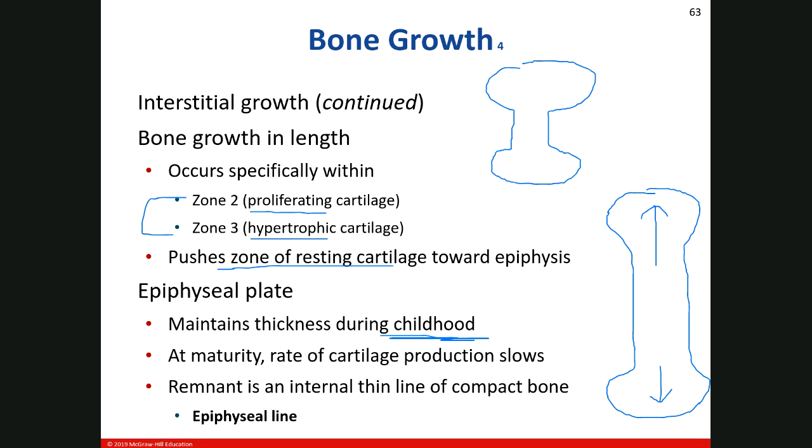The proliferating cartilage zone 2, and then the hypertrophic cartilage zone 3, those areas start to slow down. We're not seeing as much mitotic division, and we'll talk about how certain hormones can affect the growth plates. We're just not going to talk about that today, okay?